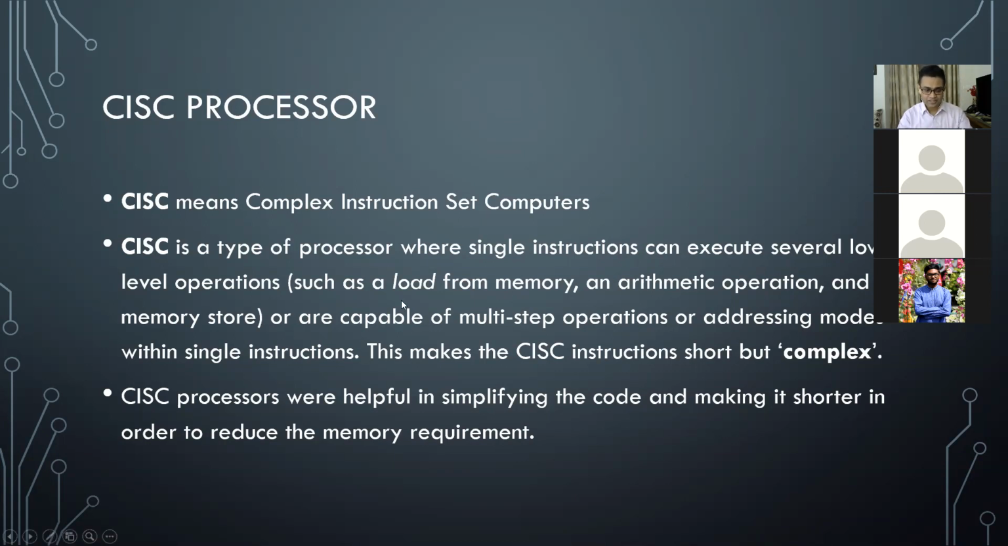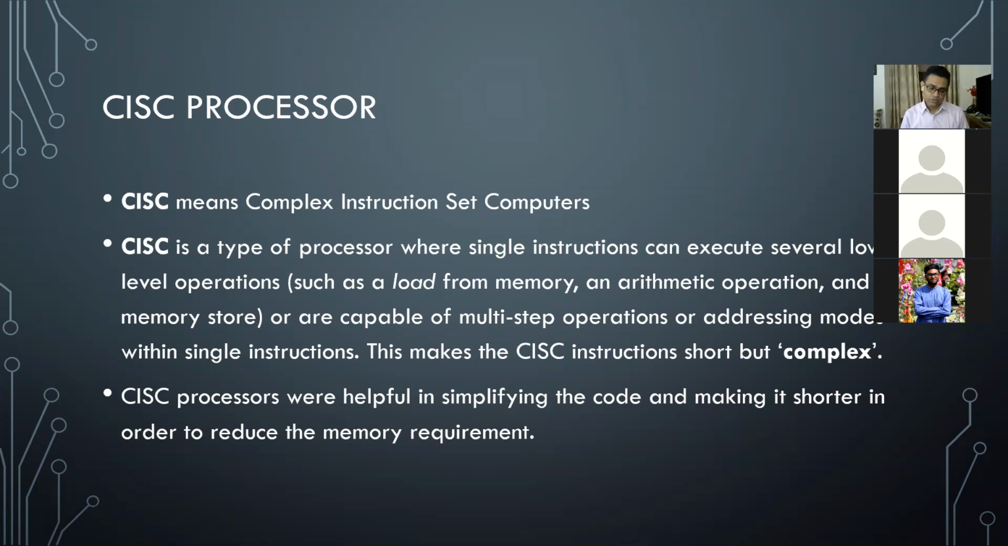That's why, as you can see written from the book, in this processor a single instruction can use several low-level operations. That means you are writing one single instruction, but inside it there are so many other low-level assembly operations. For example, it can be a memory load, any arithmetic operation, a memory store or anything else. It is also capable of multi-step operation or addressing modes within a single instruction. I will give you an example, so don't worry. So this is the basic idea: what is a CISC processor?